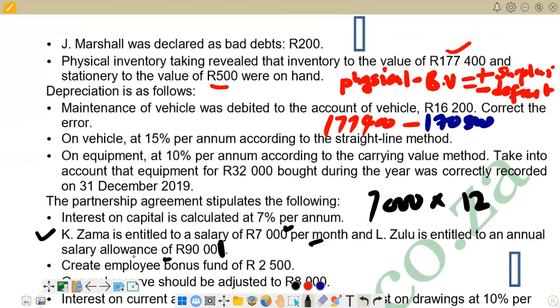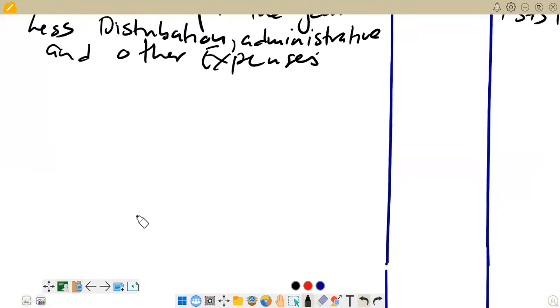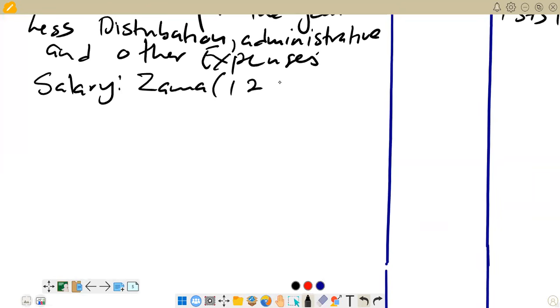So we can go to the other section, and remember, it's for Zama. We've got salary, and the salary we include there is for Zama. Then in brackets, we show the calculation, 12 times 7,000. The answer comes in this column. When you multiply 7,000 times 12, we get 84,000, so you put your 84,000 here.